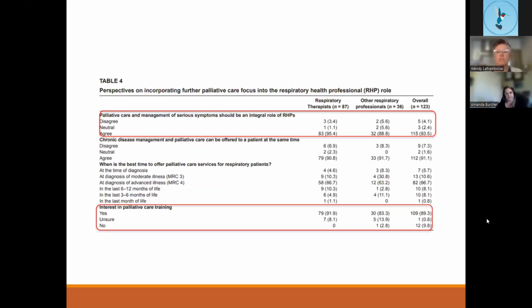I just pulled this to show the respiratory healthcare professionals that are out there. They know there's a knowledge gap for themselves. They know their patients need this service. When asked whether palliative care and management of serious symptoms should be an integral role of the respiratory healthcare professional, 93.5% agree. And when asked if they are interested in palliative care training, 89% agree. So you can see the need and the want of the healthcare professionals to provide the best end-of-life symptom management care for this patient population.